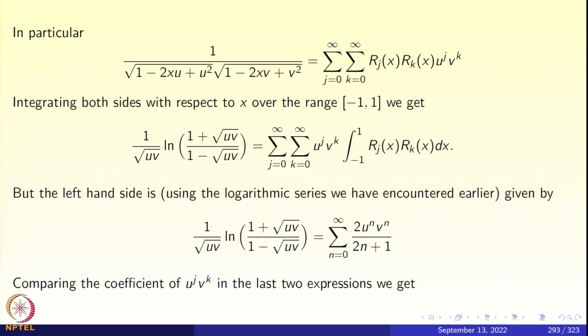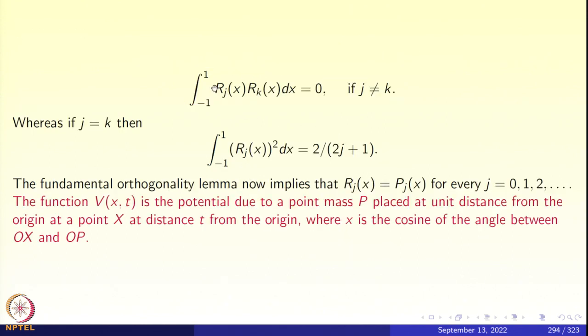Okay, so the logarithmic series we are going to use, and we are going to get summation n from 0 to infinity 2 times u to the power n, v to the power n upon 2n plus 1. So both sides are double power series in u and v. So compare the coefficients of u to the power j, v to the power k on both sides. What happens? In the left hand side, the u to the power j, v to the power k only appears when j and k are equal, right? So we immediately get that the integral from minus 1 to 1 of rj(x) rk(x) dx is 0 if j is not equal to k. Whereas if j is equal to k, the integral from minus 1 to 1 of rj(x) the whole squared dx is 2 upon 2j plus 1.